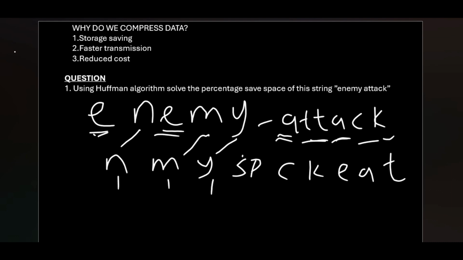So the frequencies: N is 1, M is 1, Y is 1, space is 1, C is 1, K is 1. E appeared twice, which is 2, A appeared twice, which is 2, and then T also appeared twice, which is 2. So the frequency of E, A, T is 2, 2, 2. So that is the priority I'm talking about. You arrange them in increasing frequencies.